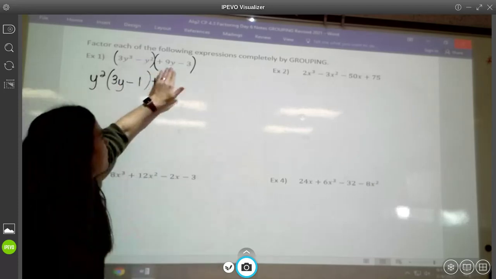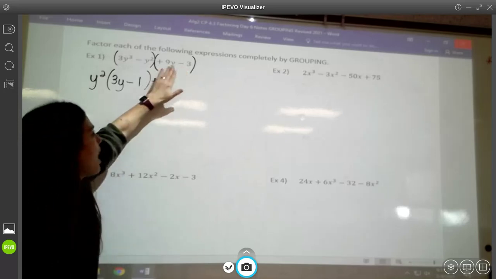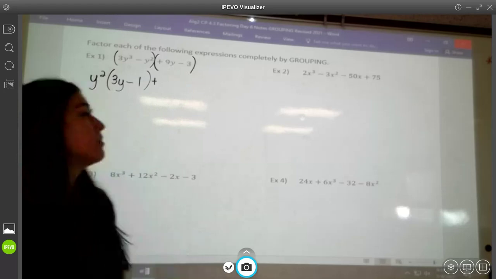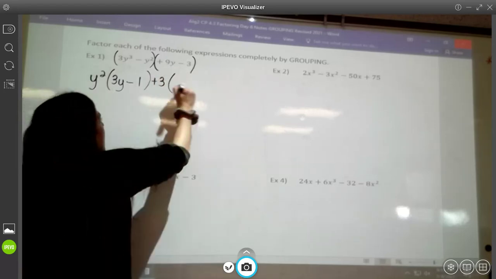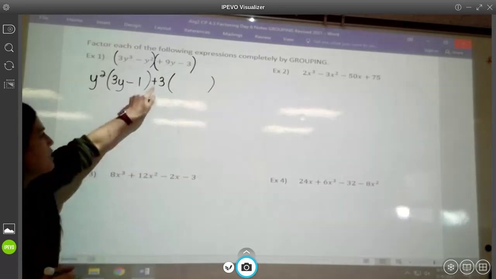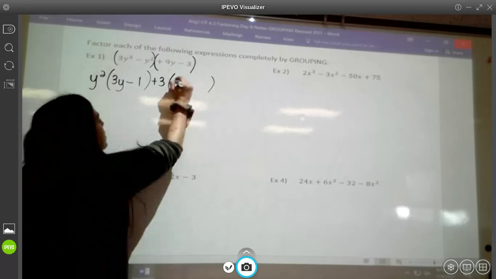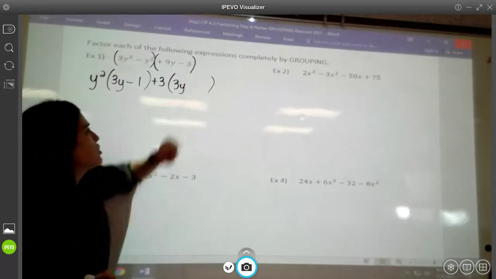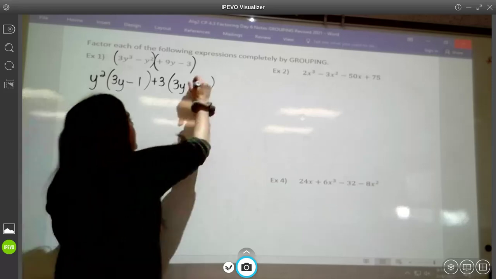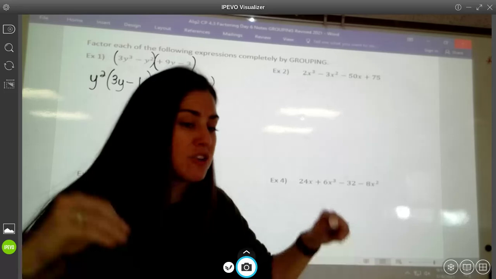Now, I want you to find the individual GCF of these 2 pieces. What does a 9y and a 3 have in common? Well, they have a 3. So let's pull out that positive 3. And now what's left? Positive 3 times what gets you back to a positive 9y? A 3y. Positive 3 times what gets you back to negative 3? A negative 1. And now, guys, believe it or not, you are done factor by grouping.